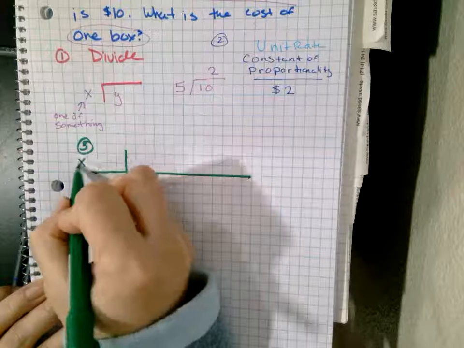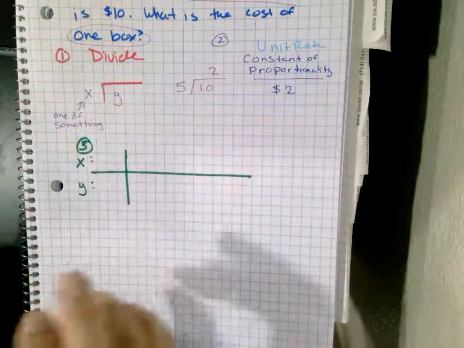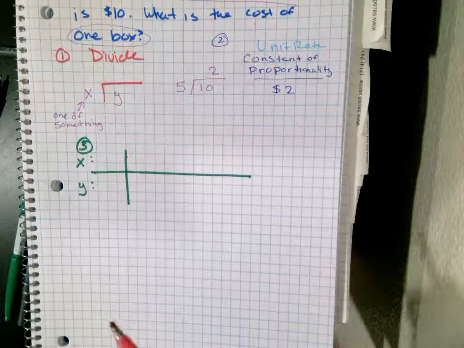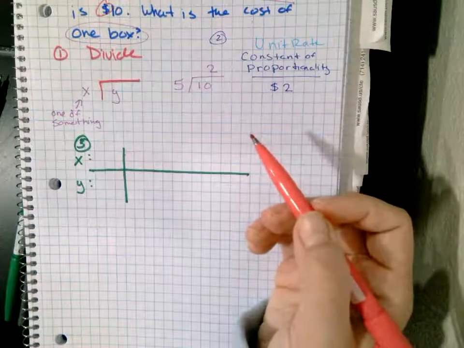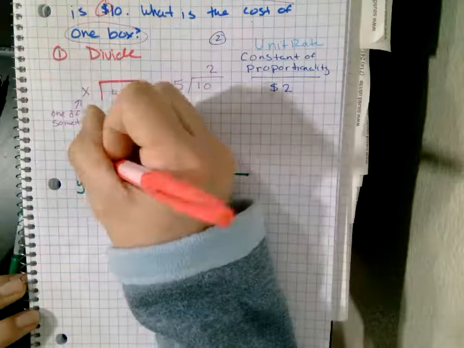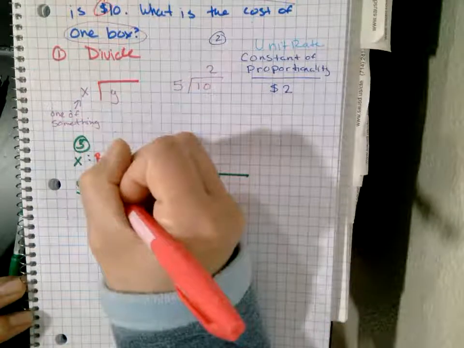Top number is your X, bottom number is your Y. Okay, X, you have to label this. X will represent either cereal boxes or money because those are the 2 things we're talking about. And X in this case is boxes of cereal. And Y is your money.